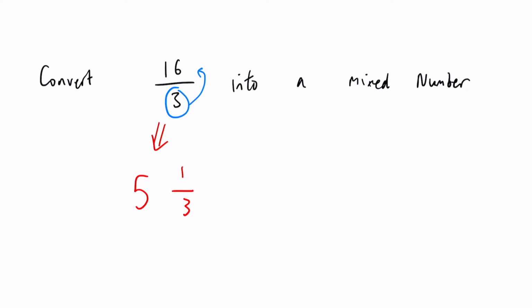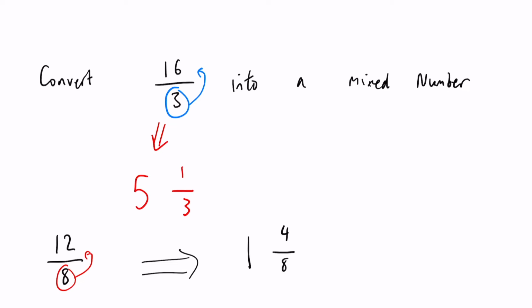Now let's look at another example. So let's go with 12 over 8. Again, we look at the 8. How many times does that go into 12? Well, this time, it only goes in once. So 1 is going to be our big number. And there's going to be 4 left over, and that is going to be out of that original 8.